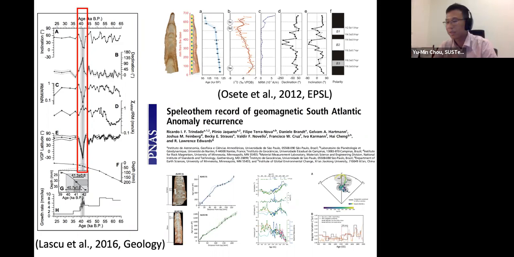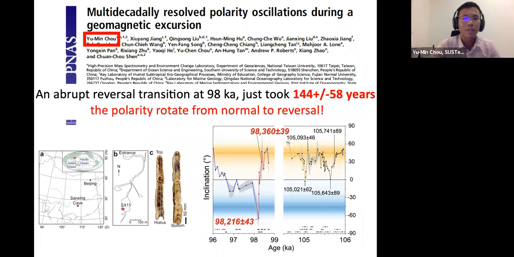And from my side, I used a Chinese speleothem, a 1 meter long sample, and we found the post-Blake event inside this sample. We found one reversal event here, and it took very little time, just about 100 years, for the polarity to rotate from normal to reverse. So this is quite amazing. We used a lot of dating points to check this very rapid reversal process.